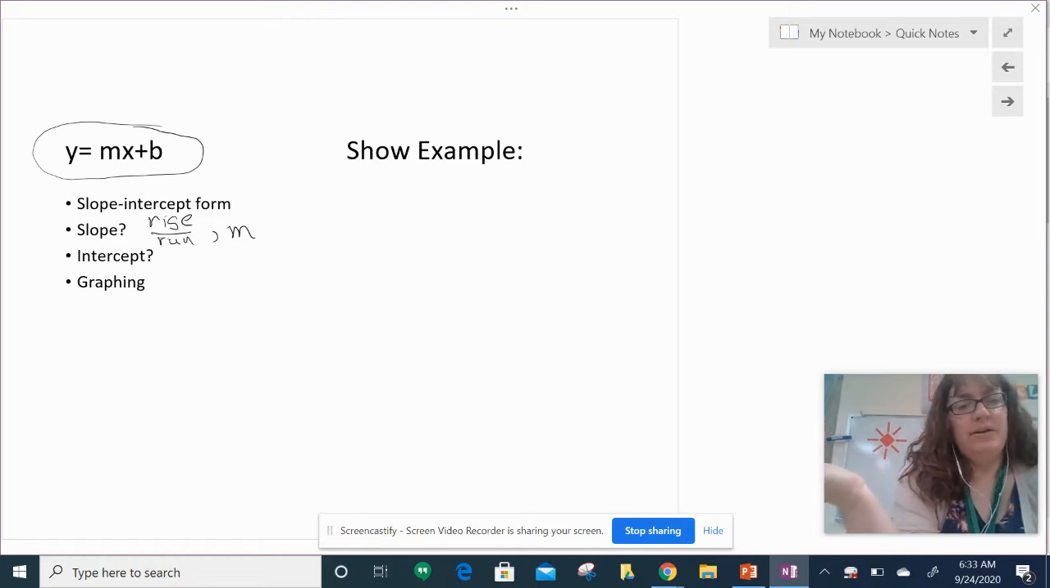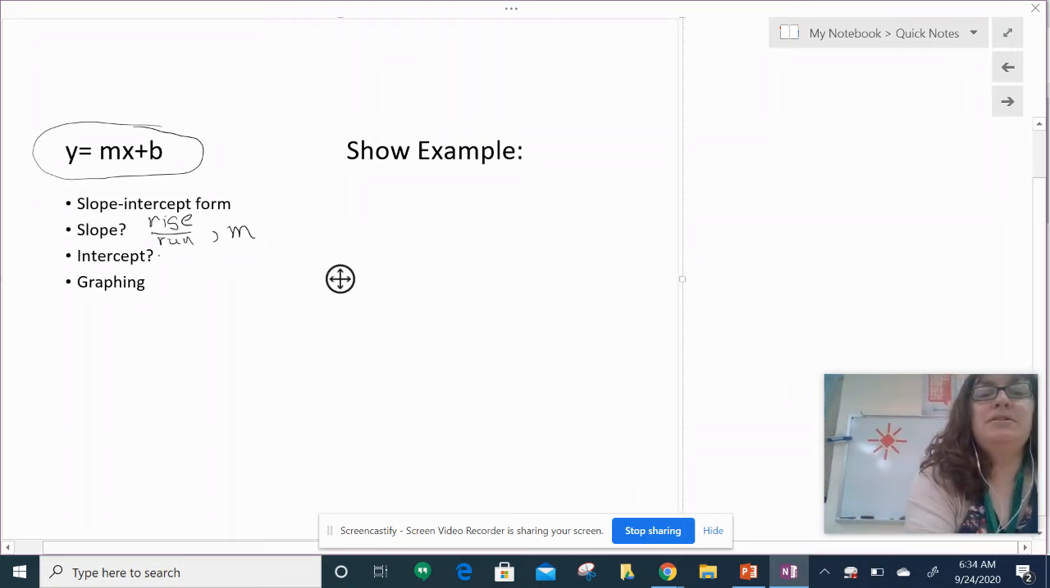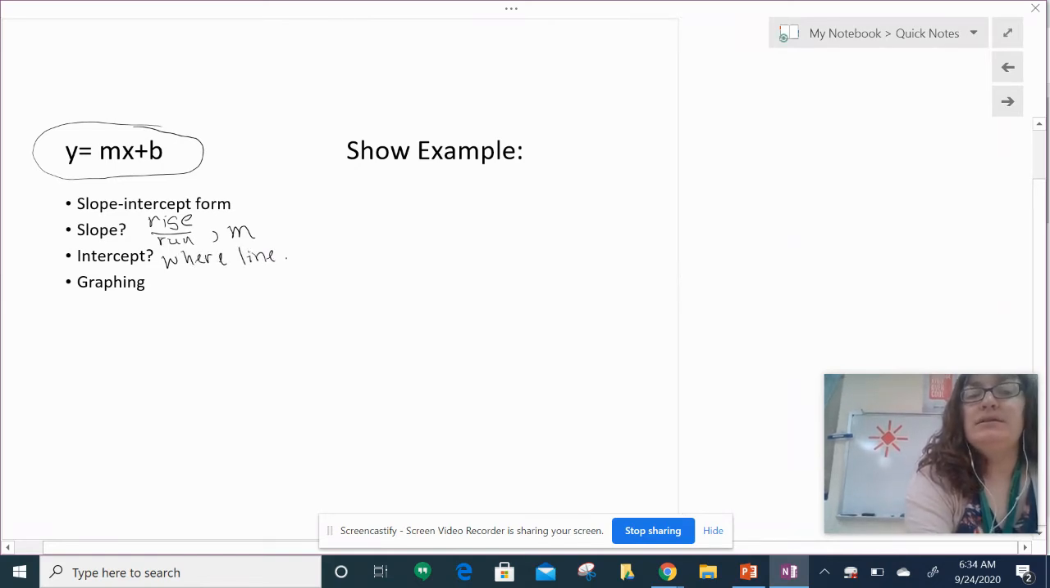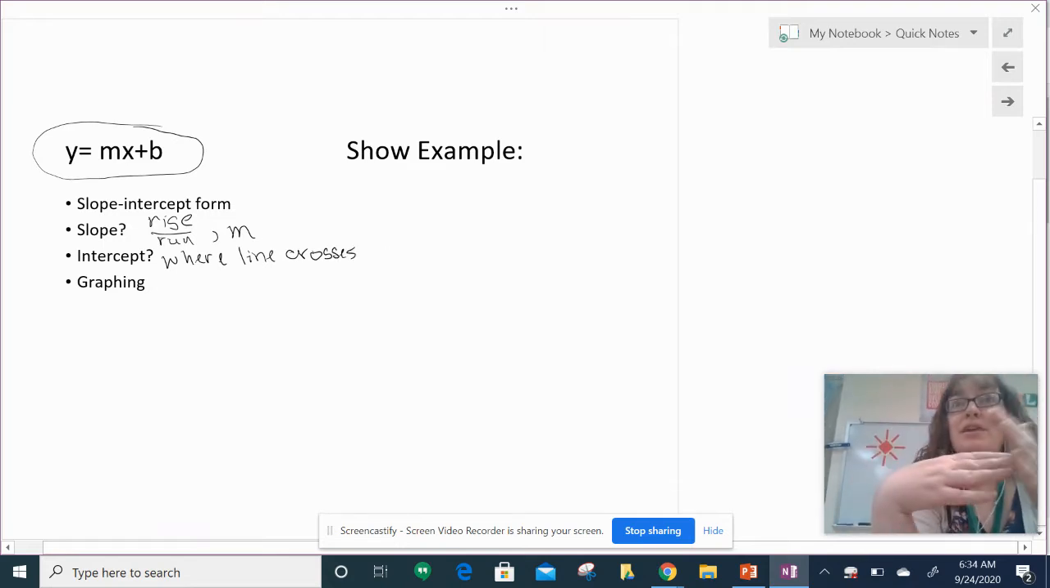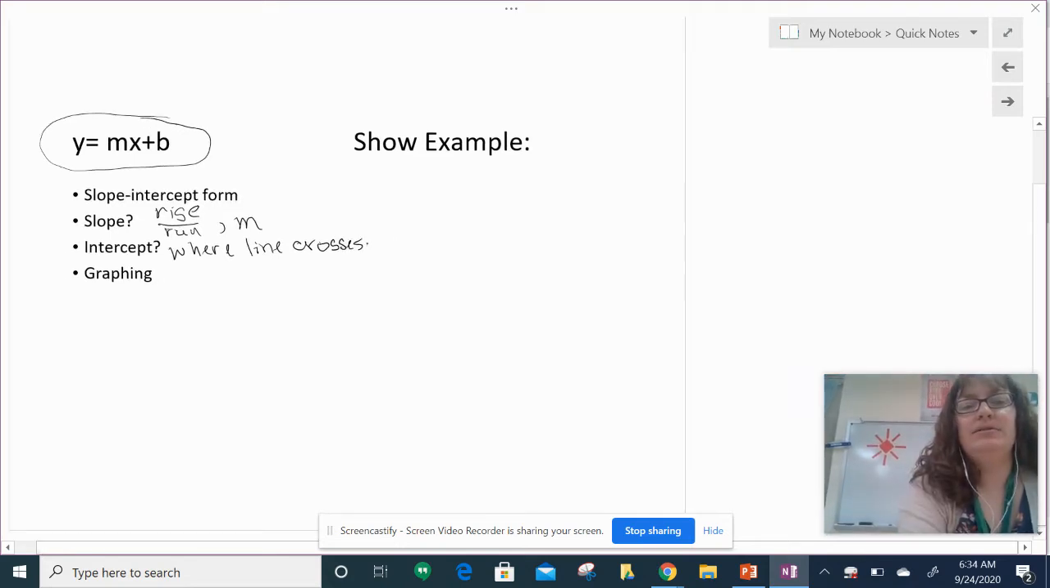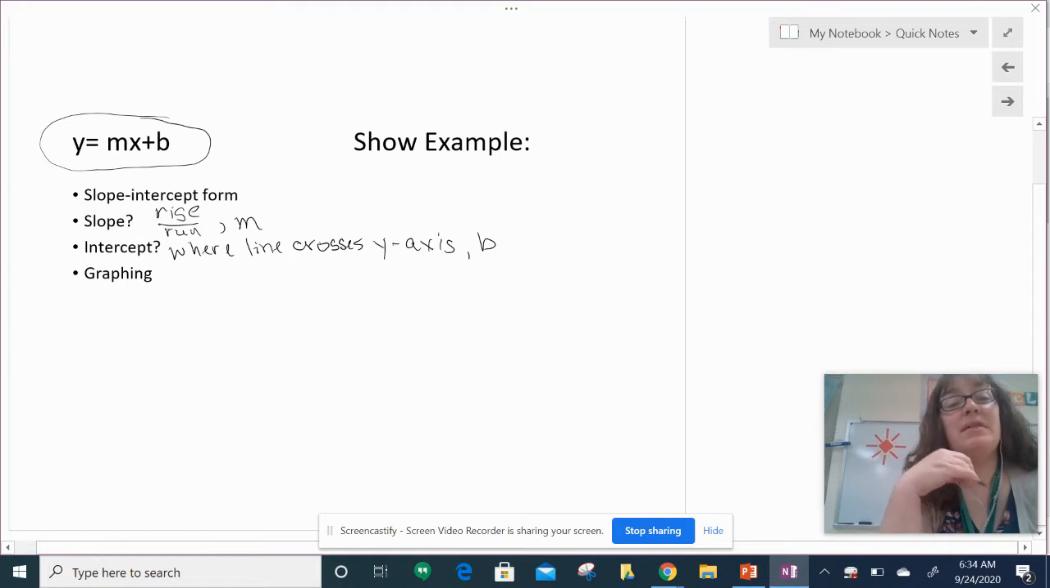So what is the y-intercept? Well, the y-intercept is where our line crosses the y-axis. In other words, where it intercepts the y-axis. In our equation, it's shown by the letter b. This isn't really what it means, but it helps me remember. It tells me where to begin my line. So I always begin my line at the letter b.